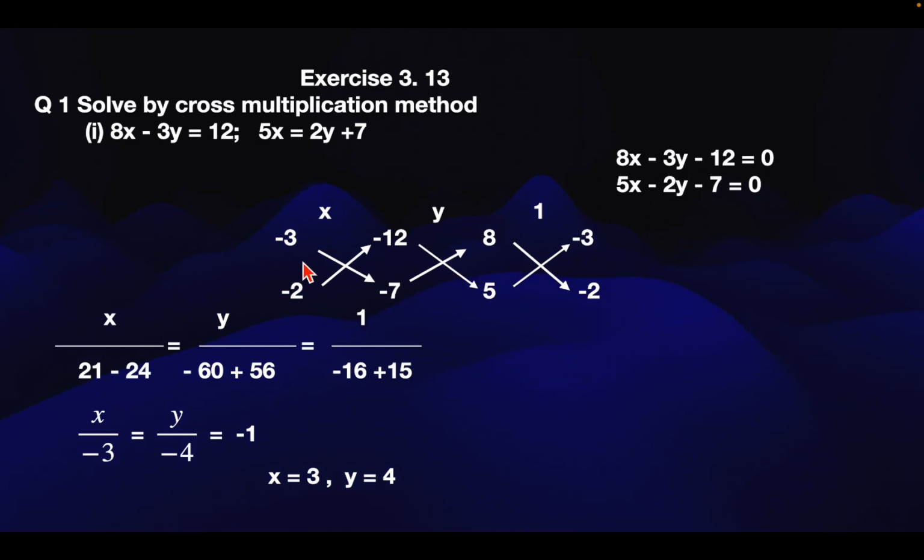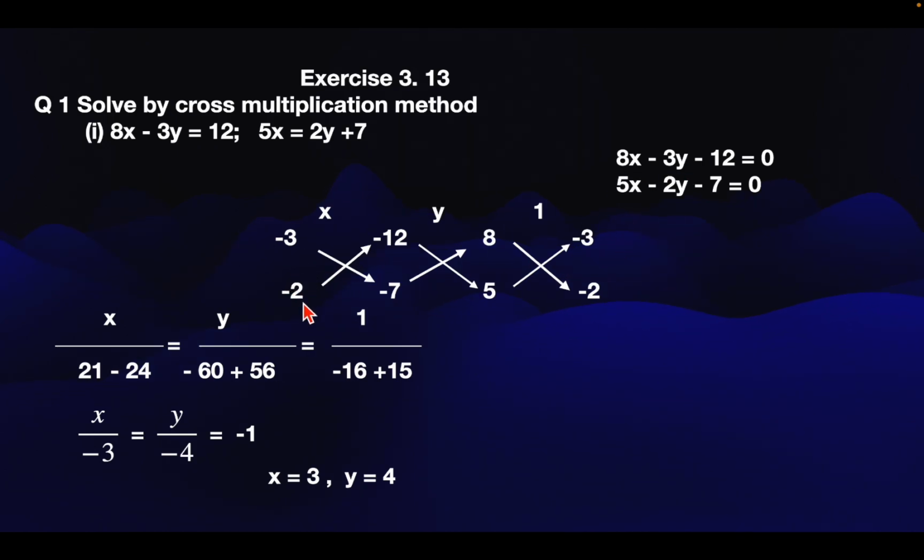Then we are going to write the coefficients of the first equation. How we are going to start is underneath x we are going to start with coefficient of y, that is minus 3. Then write the constant minus 12, then 8, then again the coefficient of y minus 3. So minus 3, minus 12, 8 and minus 3. See, I've written it down.